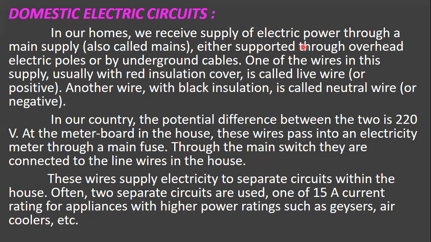See, children, you may have observed these in your homes. The wires in the current supply will usually be with the red insulation cover, that is called the live wire, and another wire with the black insulation is called the neutral wire or negative. And in our country, the potential difference between the two is 220 volt. See, children, the potential difference between the neutral wire and the live wire is 220 volt.